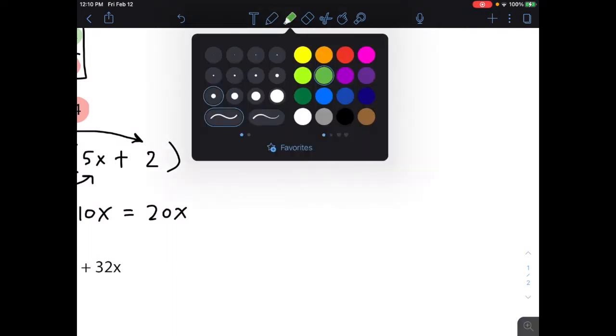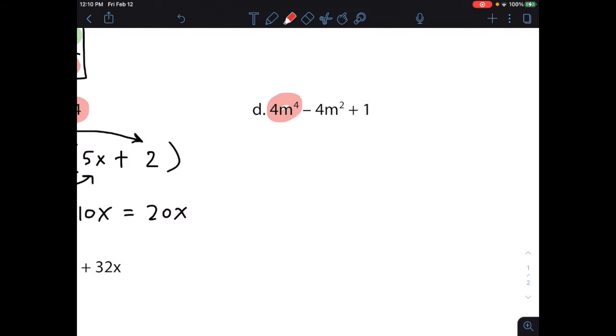So if we look at that first term, it's a perfect square because 4m to the fourth is equal to 2m squared times 2m squared, and then the 1 is equal to 1 times 1. And that's sometimes one that people forget. So be careful when you have a 1 there, and remember that it is 1 times 1.